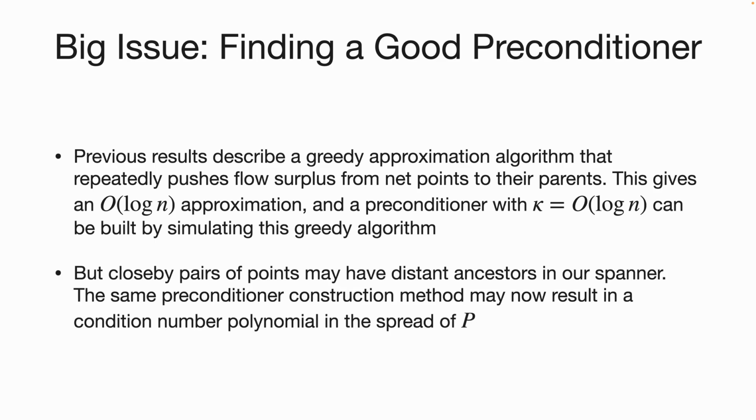Because in the spanner of previous results, the only way for a surplus to leave a cell is to go from its net point to its parent, along the quad tree. However, now close-by pair points may have a distant ancestor in our spanner, because we might connect two net points that are much farther away than their own cell size, as we need this to achieve the deterministic approximation ratio spanner. The same preconditioner construction method may now result in a condition number polynomial in the spread of P. Note here, our focus is the polynomial in the spread of P, not even the log of the spread. Imagine that the algorithm keeps routing flow through paths further away from the optimum path between 2 points.